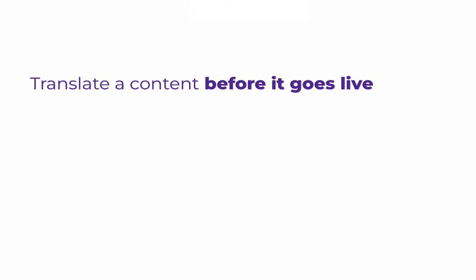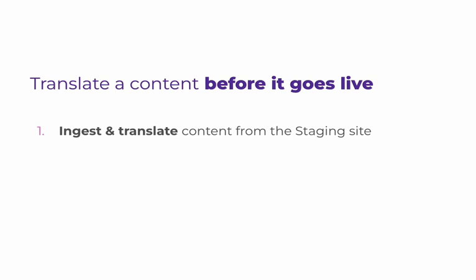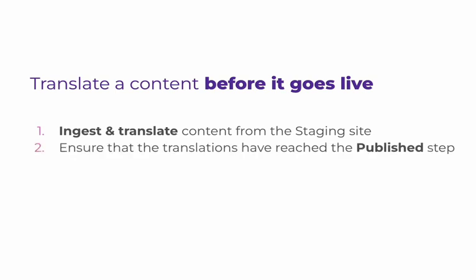Alternatively, it is possible to connect your Smartling GDN project to your staging site, so new content can be translated before it is published on your production site. The content from your staging site can be browsed and put into a translation job as usual. Provided that the translations are completed and have reached the published step, they can be leveraged for the production site once the content goes live.